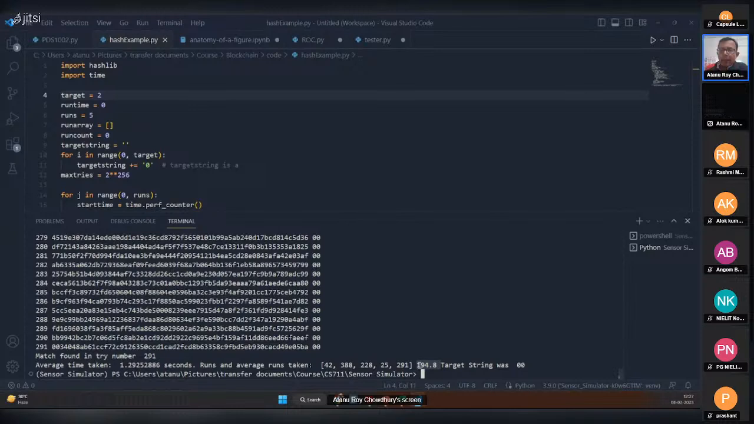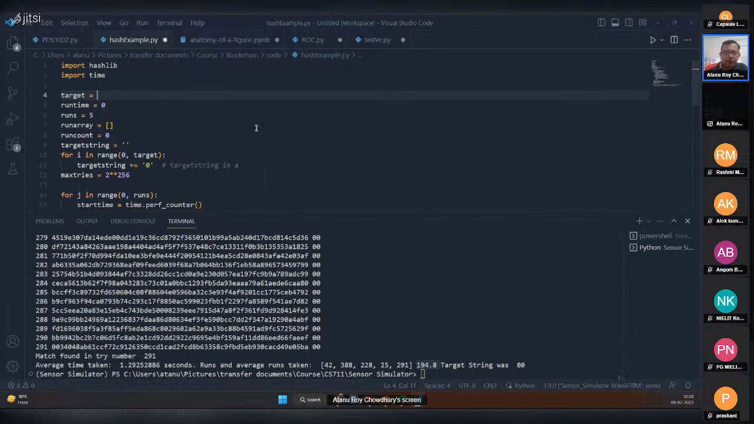So even if computing just one hash is trivial and does not take a whole lot of time, I am having to compute on average about 200 hashes in order to satisfy a proof of work requirement of 2, of 00, right? And the time went up from 0.03 seconds to about 1.29 seconds.